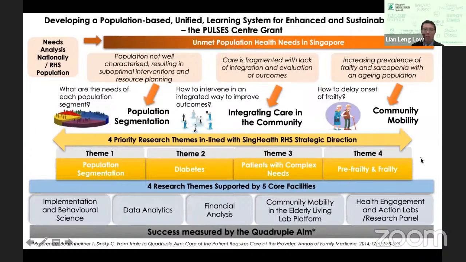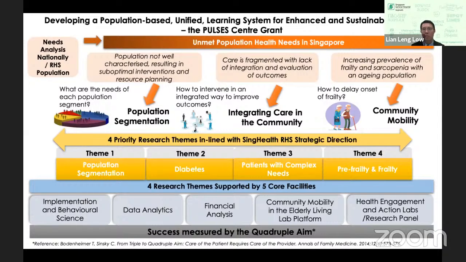So in this slide, you see the various research teams as well as research core facilities that we've developed, funded by a central grant from the Ministry of Health Singapore to develop a population-based learning system for enhanced and sustainable health. And to address many of the critical unmet needs through stakeholder engagement, we have identified 4 research teams from the onset. These are population segmentation; diabetes, because we have a war on diabetes in Singapore with one of the higher rates of complications post-diabetes; looking at patients with complex needs, as was articulated in Dr. Kong's presentation; as well as a rapidly aging population with pre-frailty and frailty.